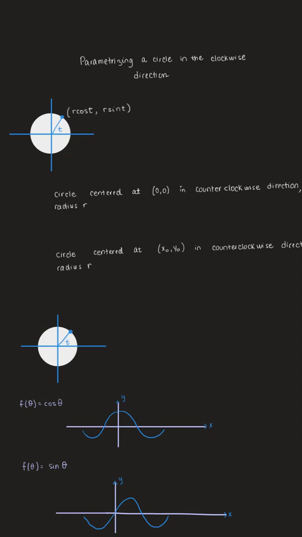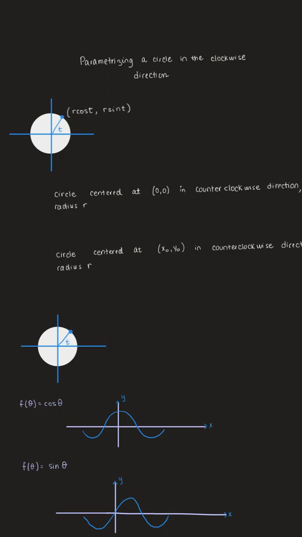All right, so we would like to try to parametrize a circle in the clockwise direction instead of the counterclockwise direction. So just to summarize what we did in the previous video or in class, we can obtain parametric equations for a path along a circle that's centered at 0, 0 in the counterclockwise direction with a radius of r, so the one that's drawn.